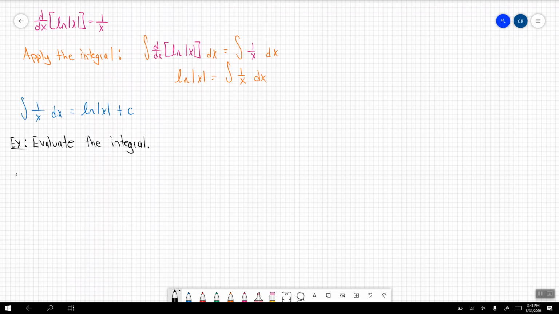Part A. We're going to go with the integral from 0 to 3. So again, we're getting a definite integral, and this is going to be dx over 5x plus 1.